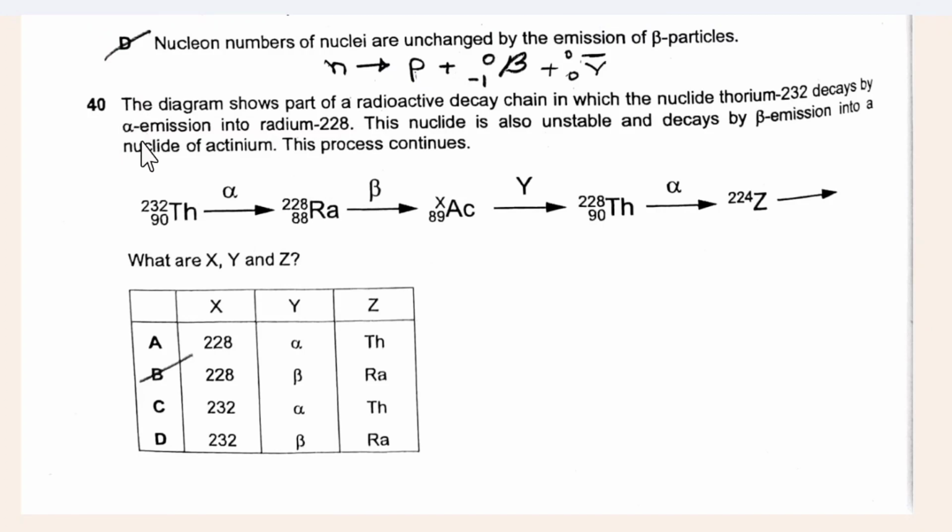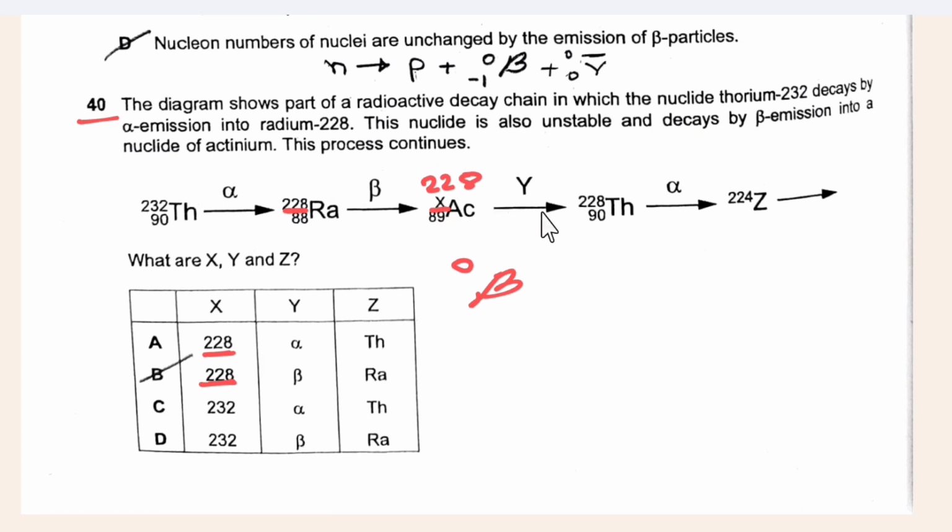Question number 40. What are the values of x, y, and z? So what is x? By beta emission, we know that a beta particle has a mass of 0. Since it has a mass of 0, the mass number or nucleon number remains the same, that is 228. So the value of x is 228.